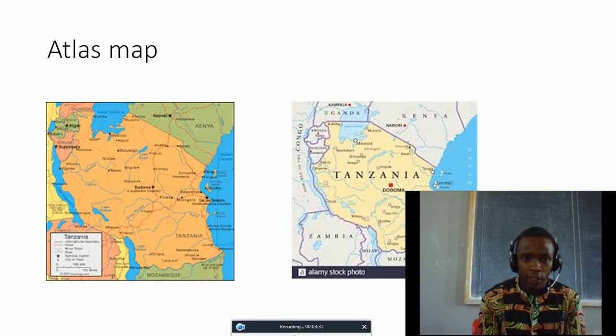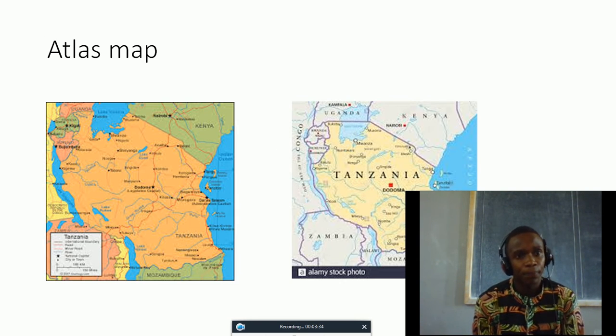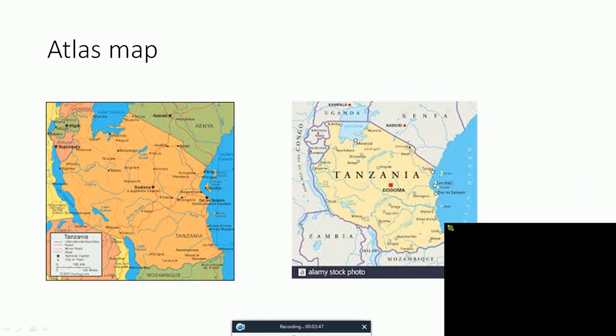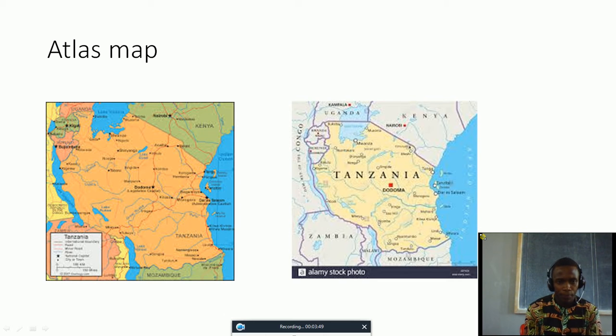Okay, let us discuss another type of map, and that is the atlas map. The atlas map is a book that contains a collection of many different maps. They contain many different maps because it takes a large area. That is why when you draw an atlas map, you're supposed to use a small scale, because a small scale covers a large area.